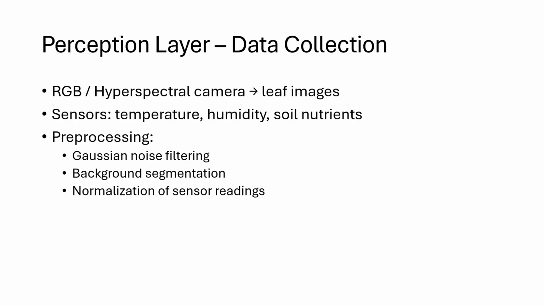The first one, which I have referred to before, is the perception layer, the data collection. The cameras capture leaf images while the sensors measure the temperature. These examples are considered in agricultural land. The sensors also measure humidity and soil nutrition. Pre-processing improves the data quality before AI analysis.